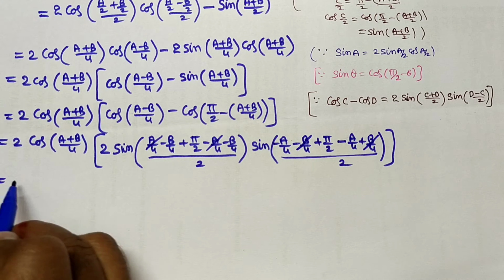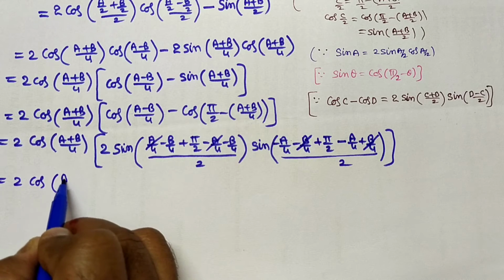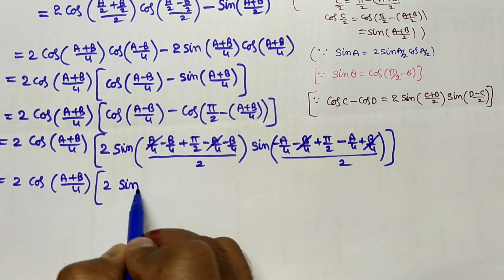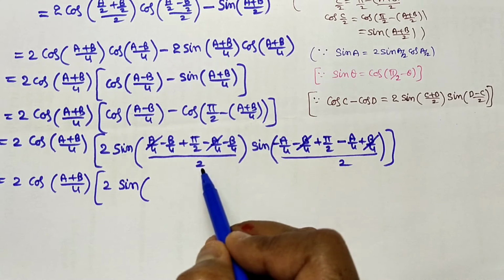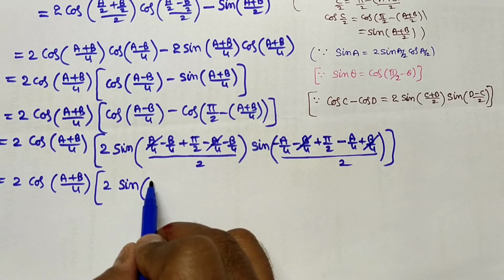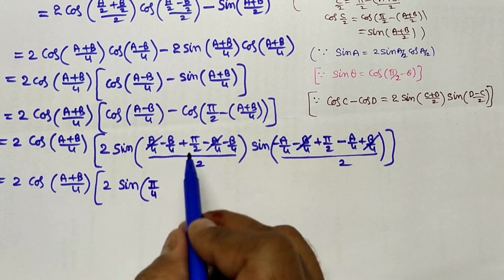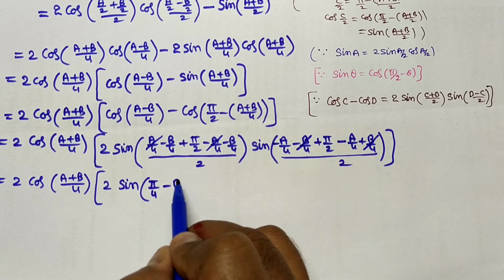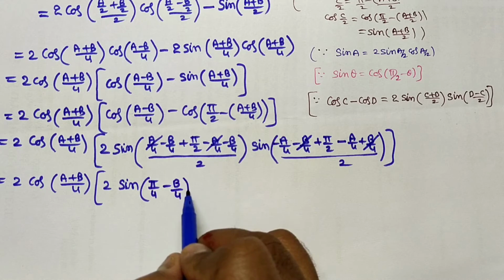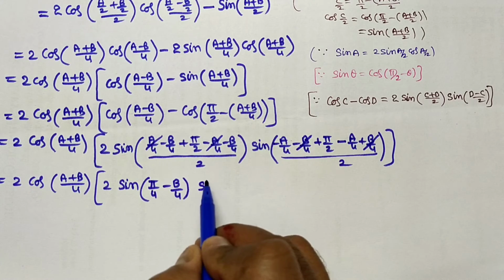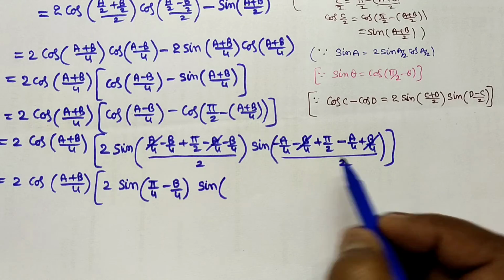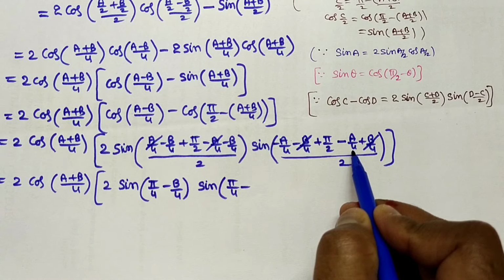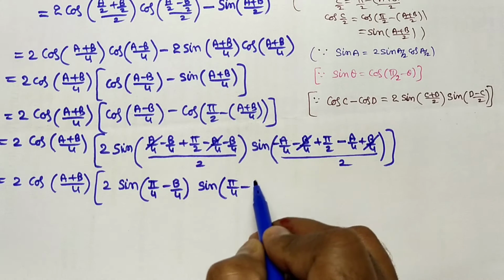So the rest of the terms: 2 into cos of (a plus b) by 4 into 2 into sin of pi by 2 by 2, that is pi by 4, minus b by 4 minus b by 4, that is minus 2b by 4, by 2. So minus b by 4. Here sin of pi by 2 by 2, pi by 4, minus a by 4 minus a by 4, that is minus 2a by 4, which is minus a by 2, by 2, so minus a by 4.